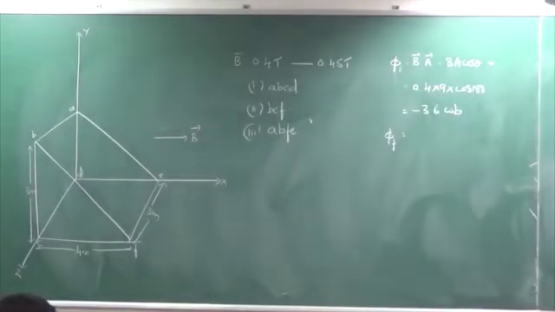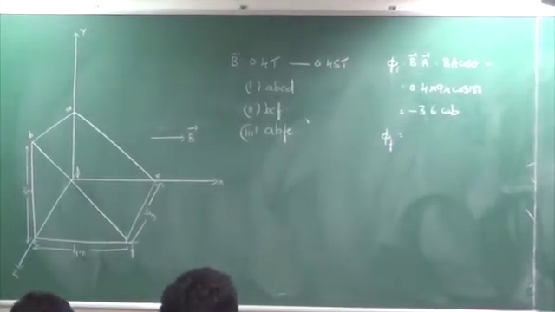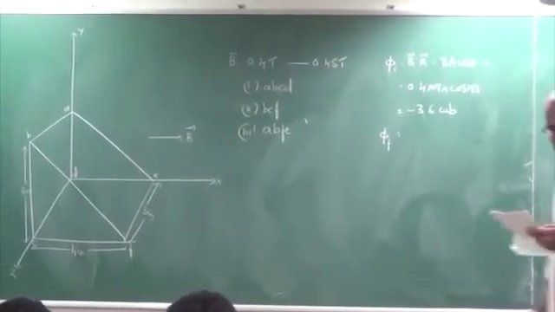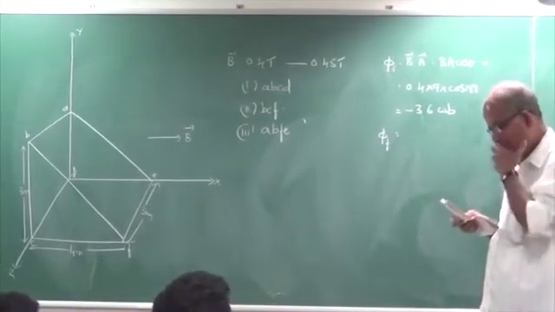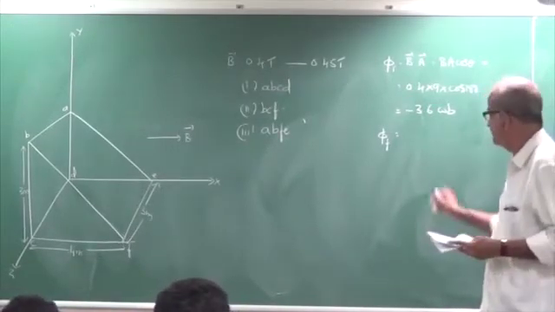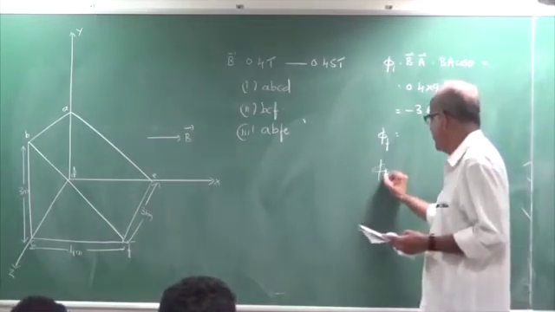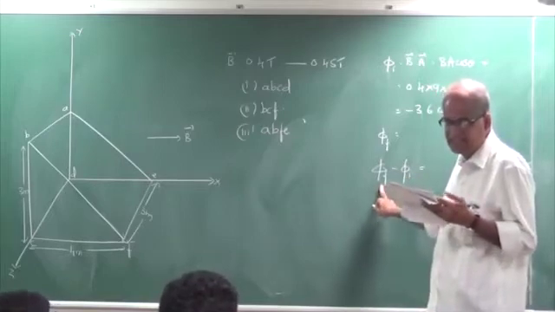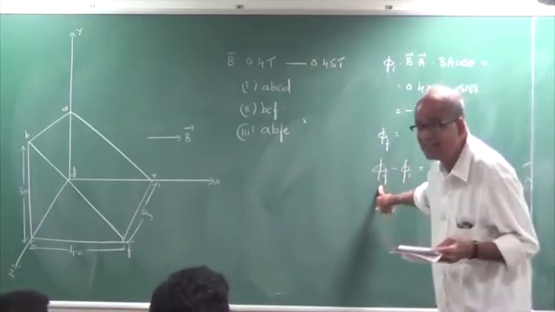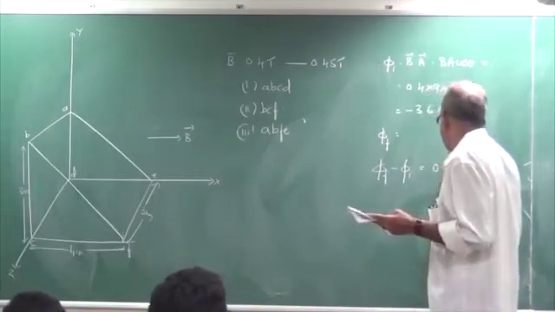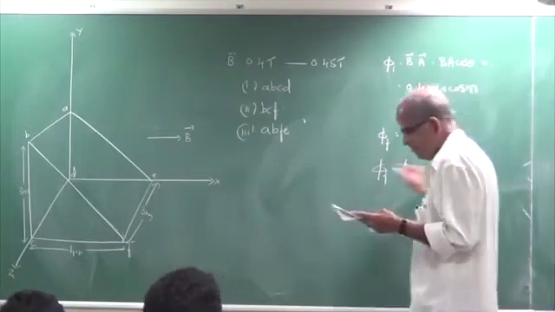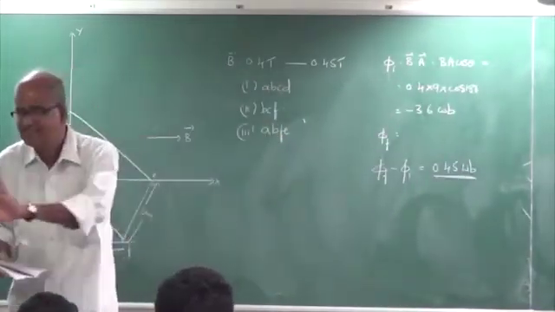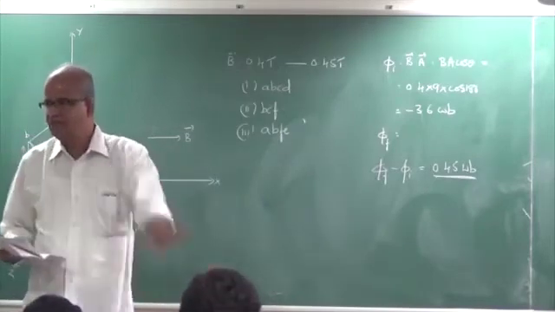Okay, what is the final flux? And what is the change in flux therefore? Phi I is initial, phi F is final. The change in flux is 0.45 Weber, yes, that's the right answer. Have you understood this? Tell me anyone who has not understood.